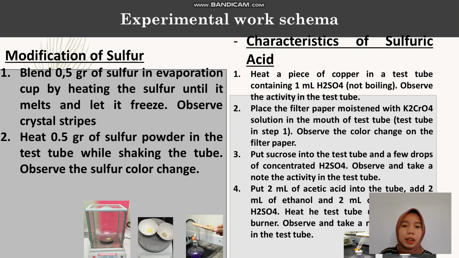Characteristic of sulfuric acid. 1. Heat a piece of copper in a test tube containing 1 ml H2SO4. Observe the activity in the test tube. 2. Place the filter paper mounted with K2CrO4 solution in the mouth of the test tube in step 1. Observe the color change on the filter paper.